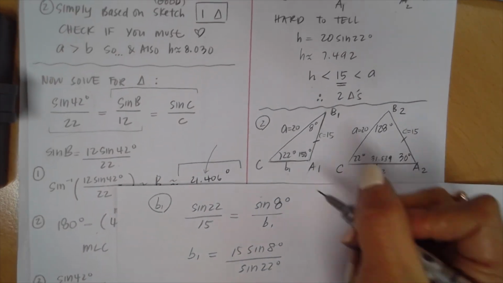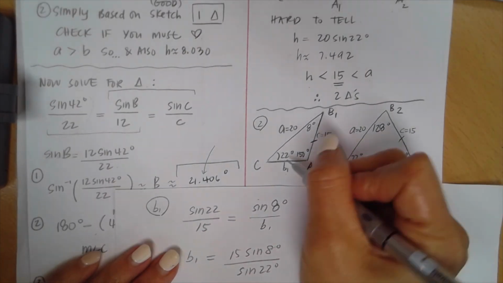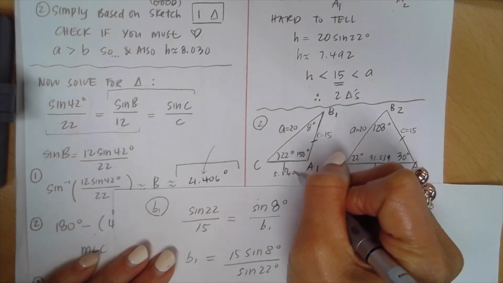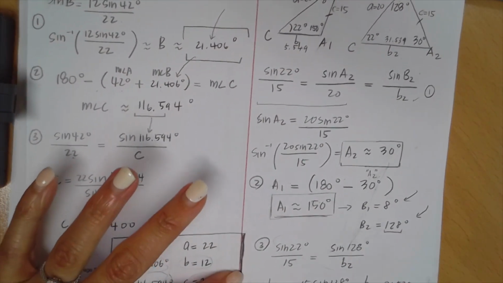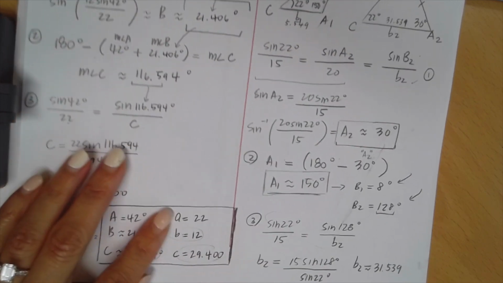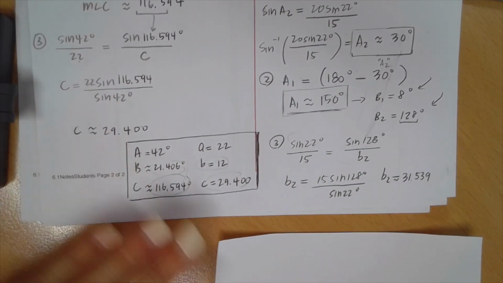Okay, so let's write that. b1 is going to equal 5.549. But it's really helpful if you draw the two triangles out. That's the number one thing. And you're right, there's a lot of work involved, okay? It's going to come more naturally to you, but let's summarize it.